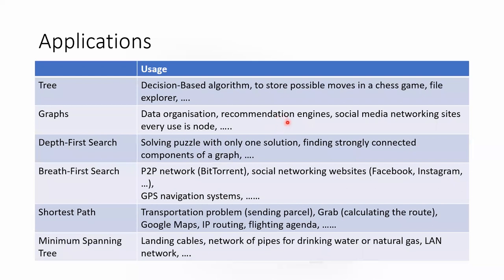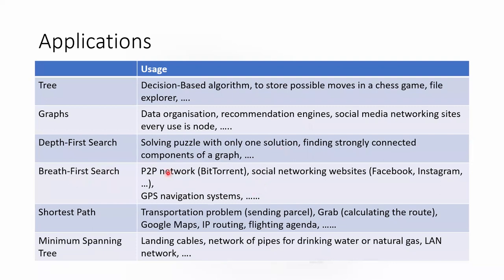Depth first search is used for solving a puzzle with only one solution, because you travel along that path and find the only one. Or for finding strongly connected components of a graph. What about breadth first search?